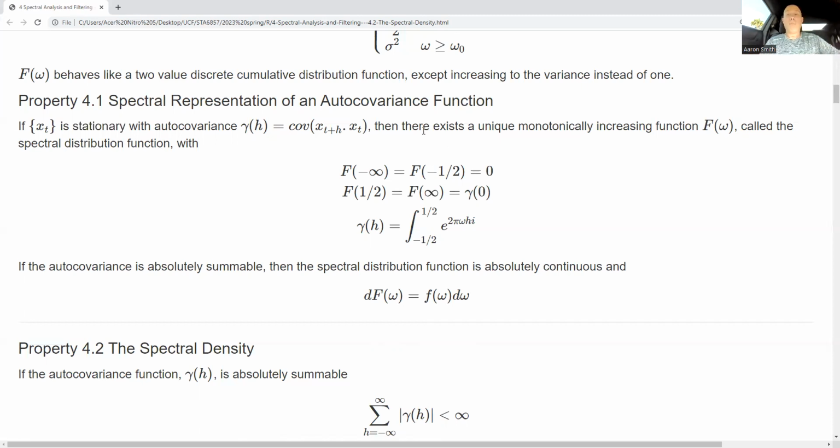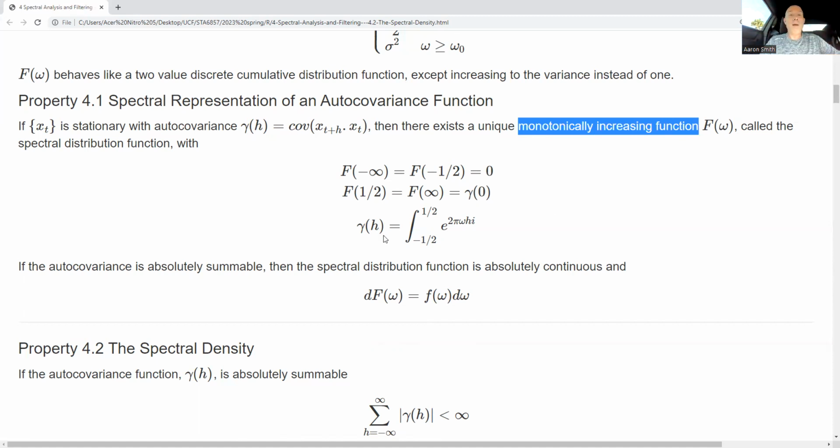Okay, now notice that I'm not saying anything between negative 1/2 and 1/2. We're saying that it is monotonically increasing, and that's not strict. It's not strictly increasing, but it's just increasing. So whatever's going on is what's going on.